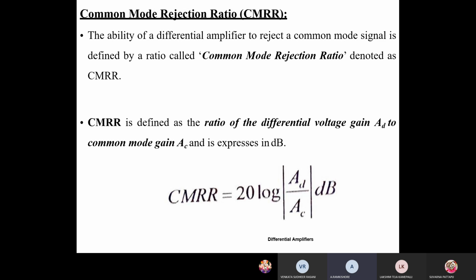So when we apply the same voltages, for example V1 is equal to 2 volts and V2 is equal to 2 volts, then both the inputs are said to be operated in a common mode configuration.